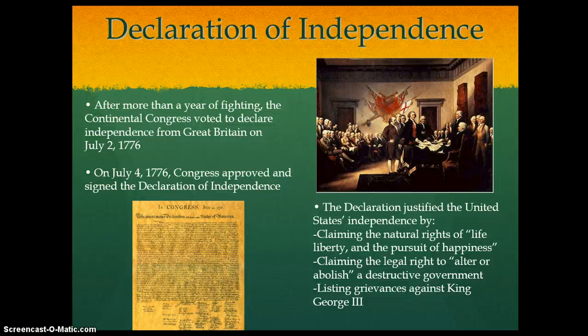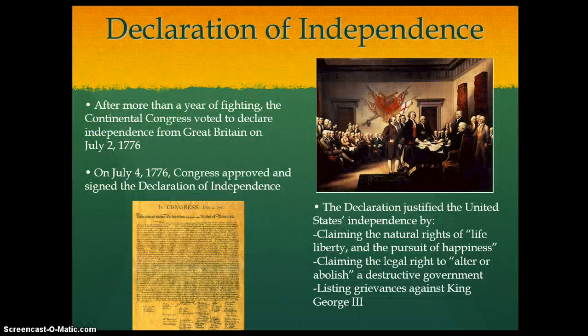As a matter of fact, the Declaration of Independence is mostly complaints about the way that the British government has been treating the colonists. And those are all of the different causes of the American War for Independence.